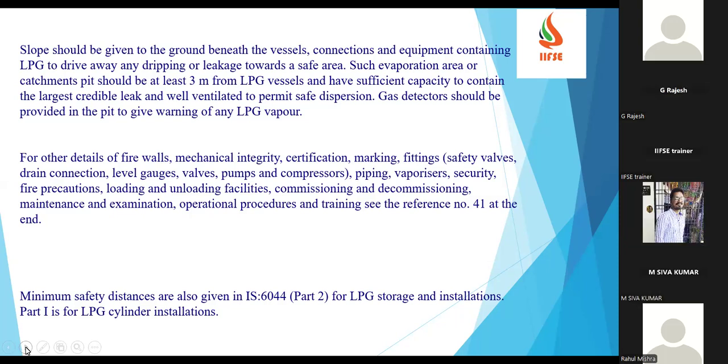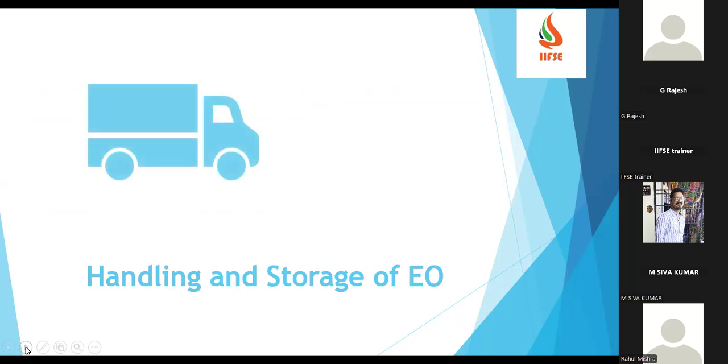And for further details on firewalls and mechanical integrity, certifications or marking, fittings, safety valves and drain connections, level gauges, valves, pumps and compressors, piping, vaporizers, security, fire prevention, loading and unloading facilities, compositing and decompositing, maintenance, examination, operational procedures, and training, we can refer to the previous and following lectures. And the minimum safety distance is as per IS 6044. You can refer to this standard to better understand the requirements of safe distances.